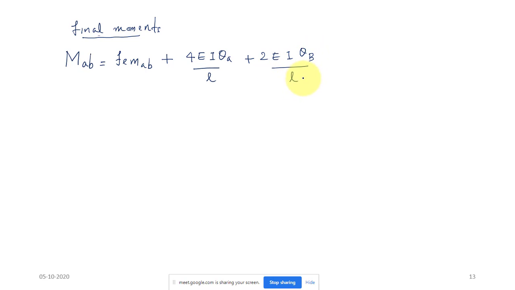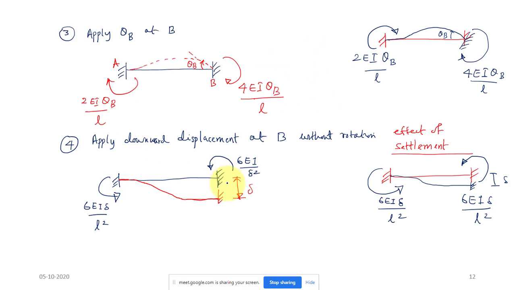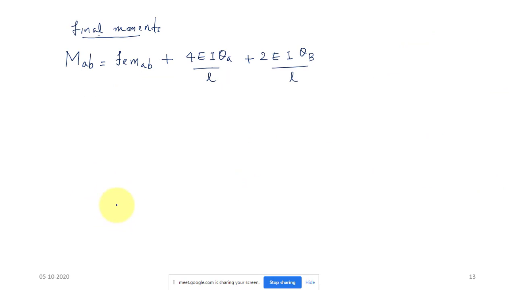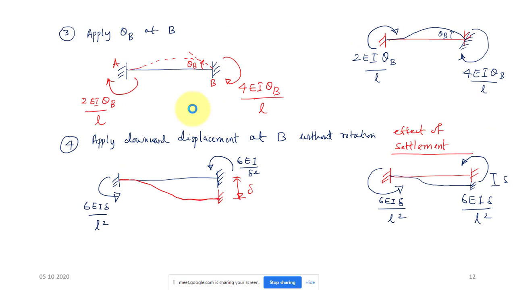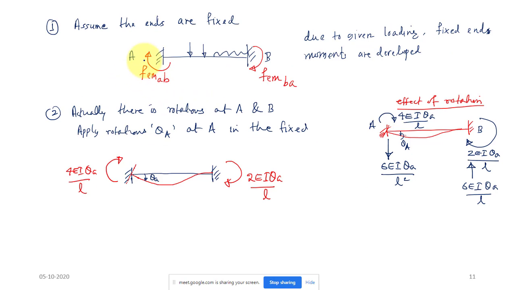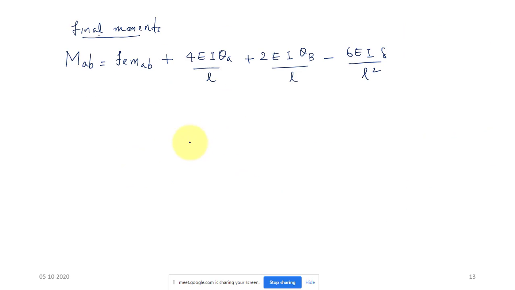And what is in the final stage? The final settlement effect, I got anti-clockwise 6EI delta by L square. As per my sign convention, anti-clockwise should be negative, so this much negative, 6EI delta by L square. Even though in the real case it may be anti-clockwise, in that case we can take a negative value in the equation. Based on this assumed direction, I'm just deriving the equation. This is your final equation for MAB.